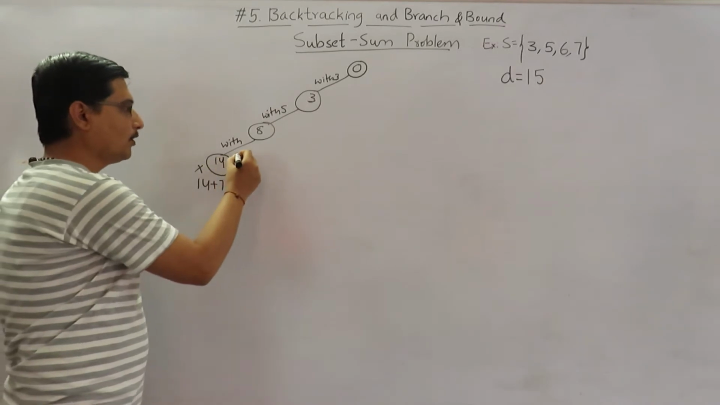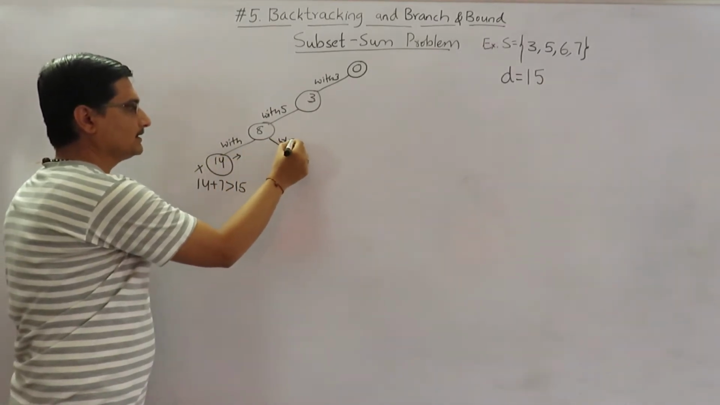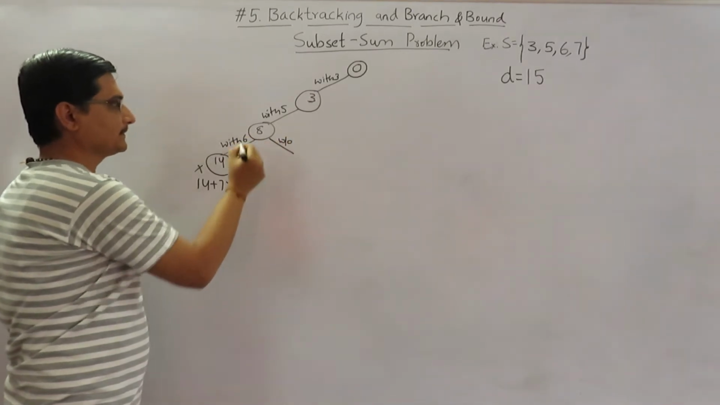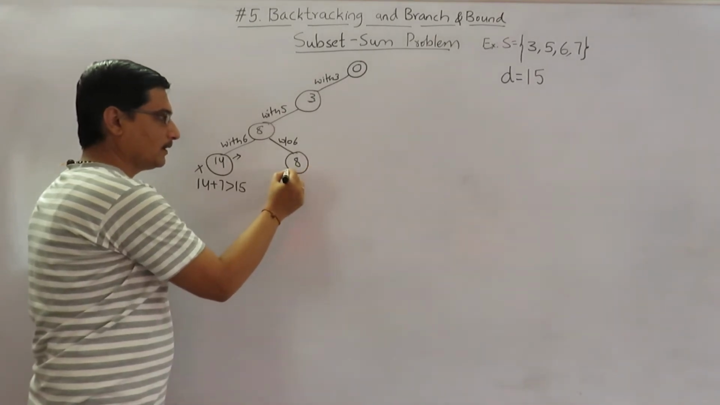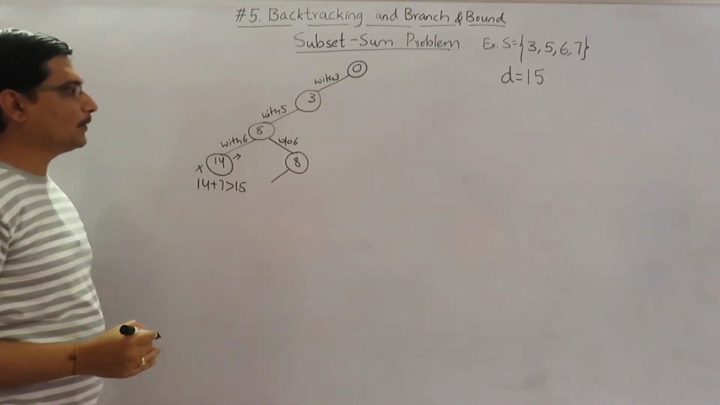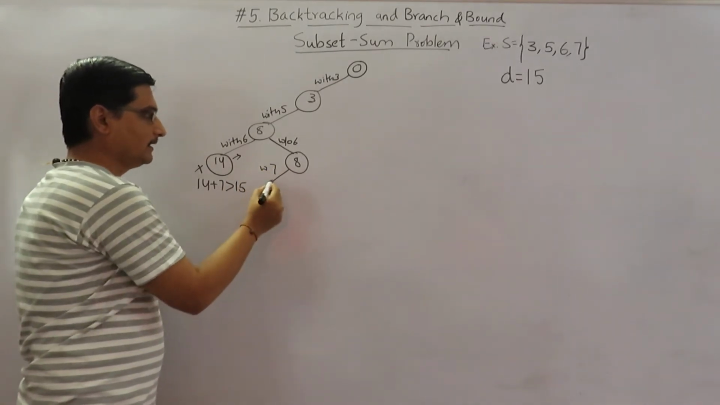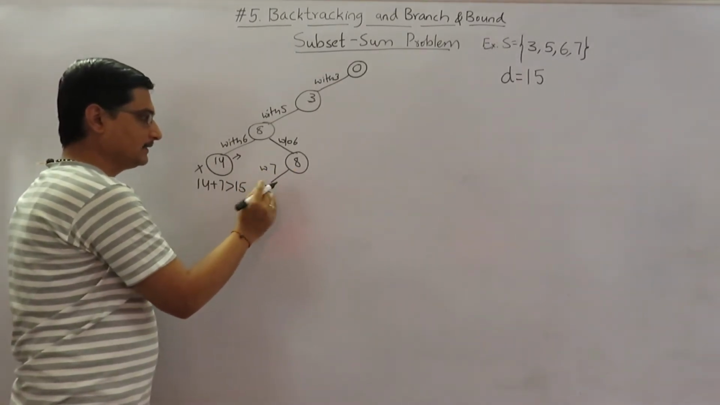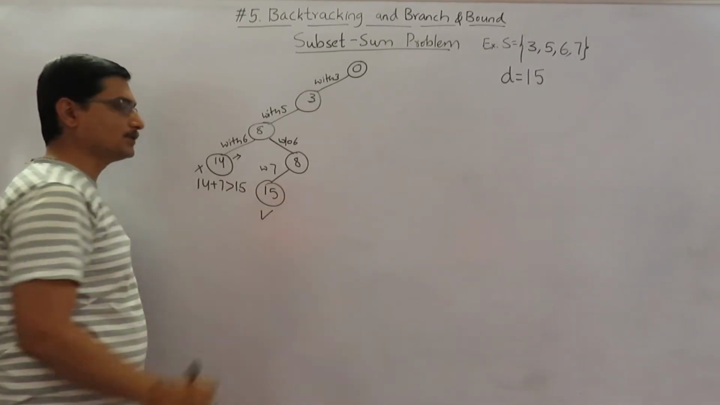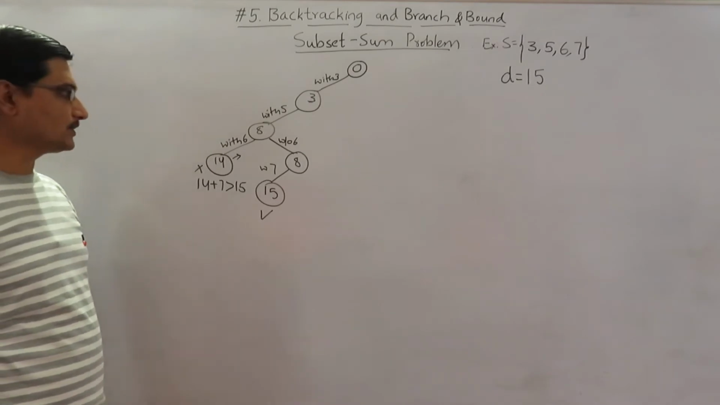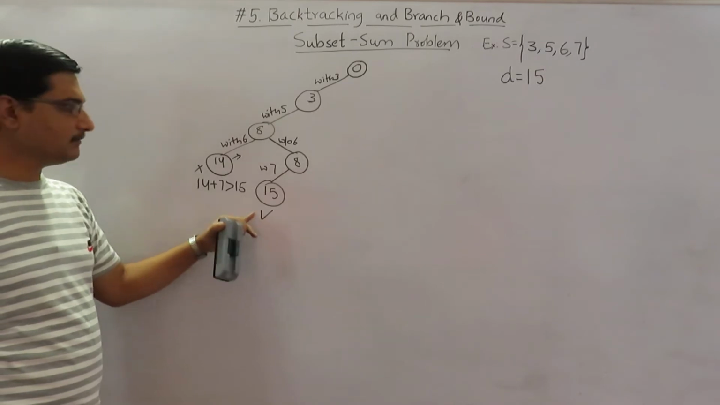We need to go back and think of without 6. So without 6, the sum is 8. With 7, 8 plus 7 is 15. Yes, we have got the answer. This is one solution for it, because the sum D given is 15, we have got it.